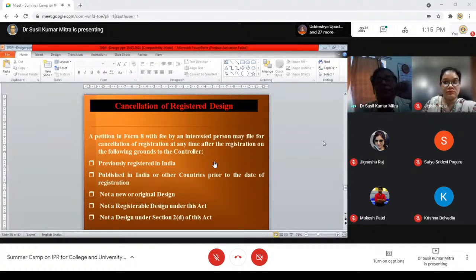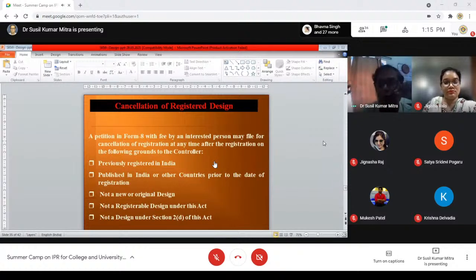That always comes to my mind: like a patent, there are opposition proceedings, pre-grant opposition and post-grant opposition. So here also, after registration of a design, cancellation of the design is possible. If any member of the public thinks that this design is a very old design, it is not a new design, it is already in the market.